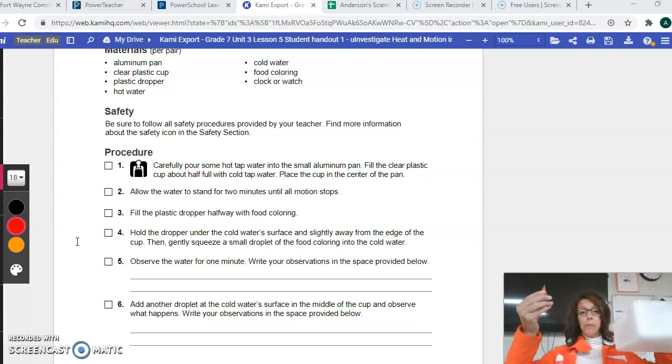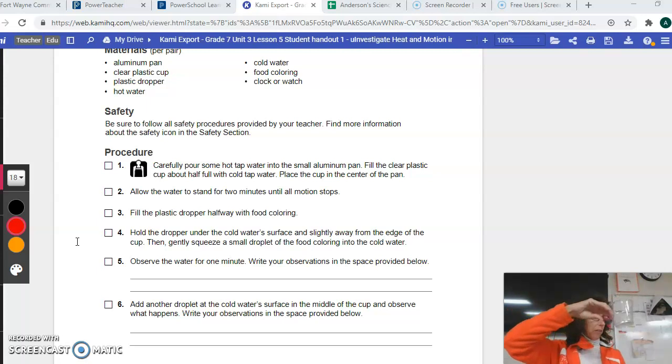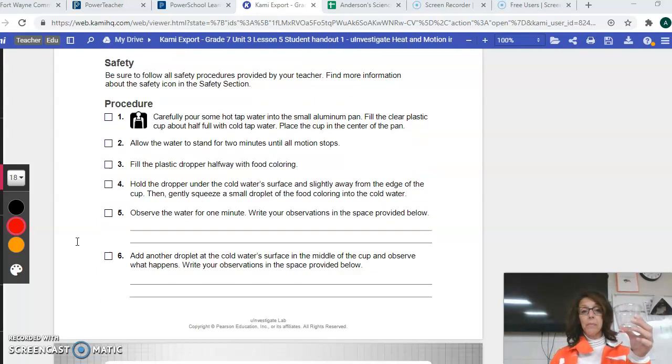Then you get the dropper of food coloring. You hold the dropper under the cold water surface so it will be inside of here and slightly away from the edge, and you squeeze one drop in there. You observe for 1 minute, and then you're going to tell me what happened.